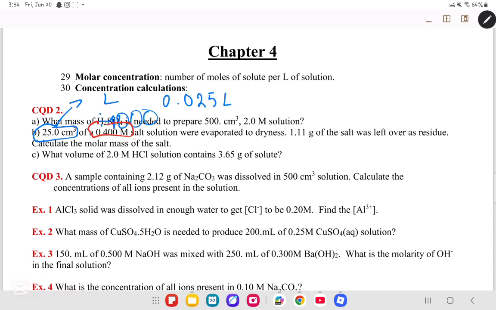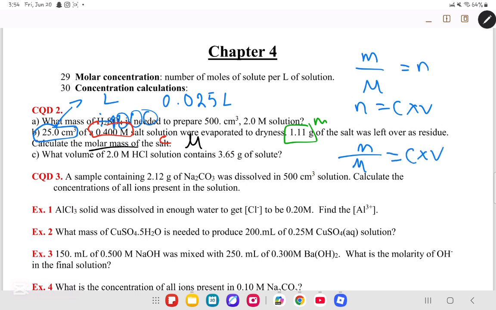Then we also have the molarity, or the concentration, which is 0.400 molarity, and the solution is evaporated to dryness. And we have the mass of the salt. And they want us to find the molar mass, capital M. So again, you're going to write the two equations that we know. We know that mass over molar mass is equal to N, the number of moles. We also know that N is equal to concentration times volume. So we will substitute. That means mass over molar mass is equal to concentration times volume.